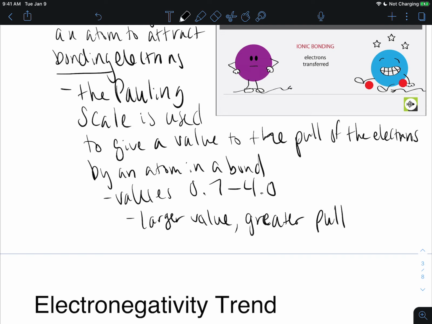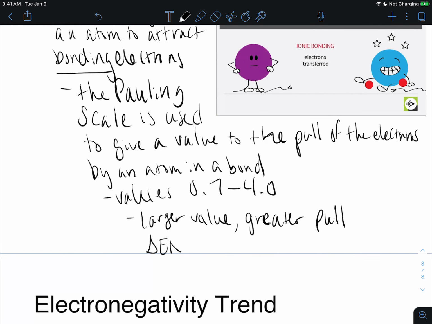Now, when we're determining our bonds, to look at where that bonding electron density is going, we are going to use our electronegativity difference. Electronegativity difference is going to be the electronegativity value of atom 1 minus the electronegativity value of atom 2, with an absolute value. So you're looking at the difference between those two values to determine a lot of information about where those bonding electrons are going to go.